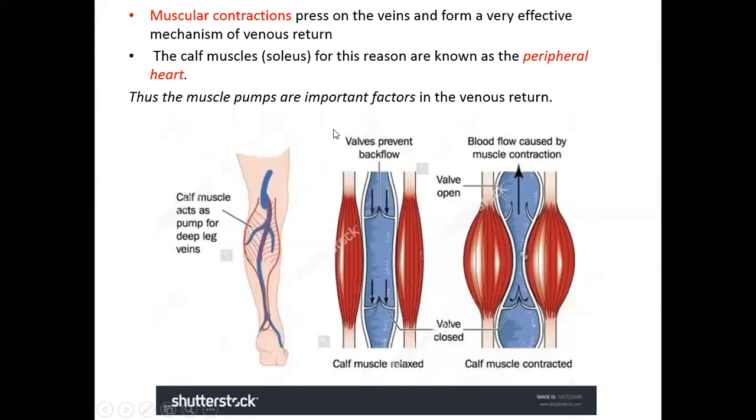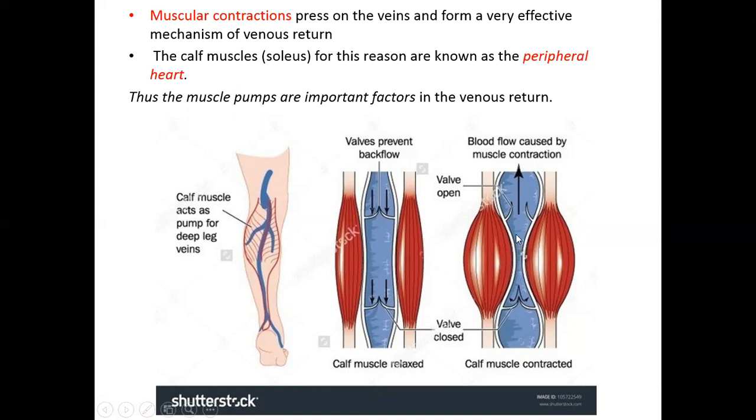Another important factor is muscular contractions. So here the calf muscles are represented. This is a relaxed state. So inside the calf muscle, namely the soleus, which is called a peripheral heart, there are veins, deeper veins, which are located. So this is a relaxed state of a muscle, and when the muscle contracts, the veins get compressed.